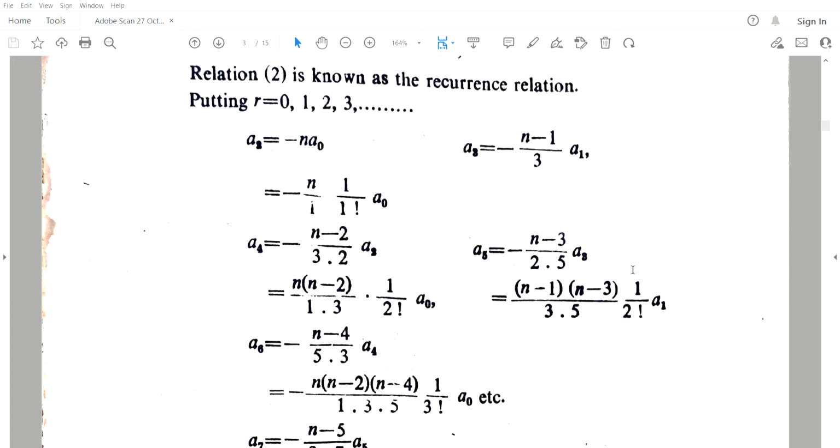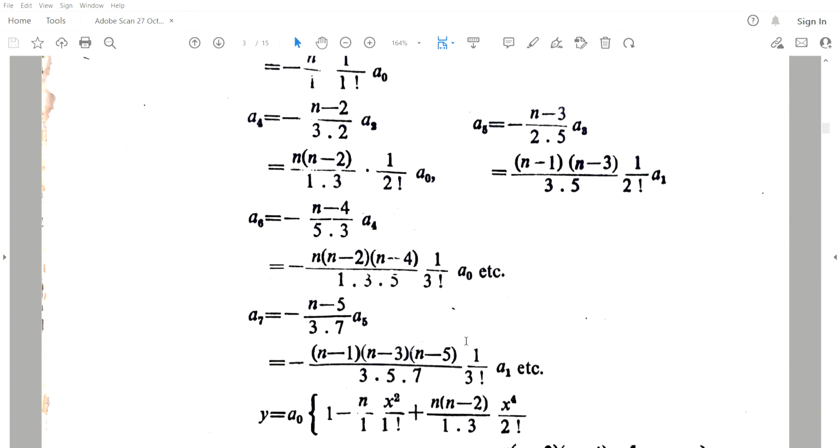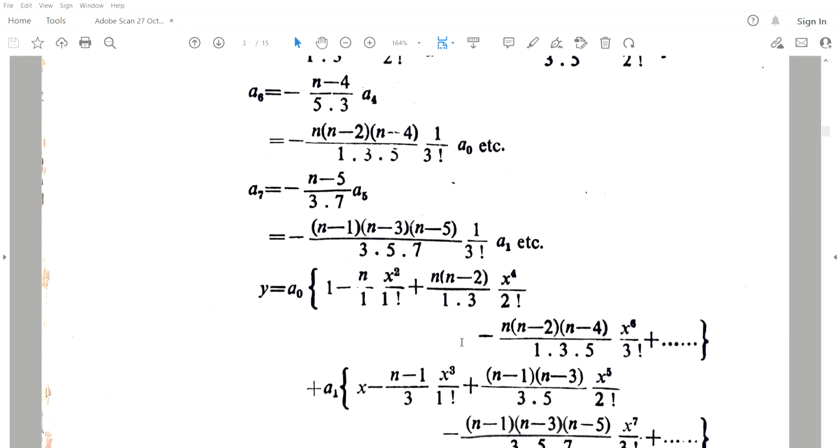Now put r is equal to 2, we get a4 in terms of a2. Again a2 is in terms of a0. If we put r is equal to 3, we get a5 in terms of a3, and a3 is in terms of a1. Therefore, all the coefficients will be either in terms of a0 or in terms of a1. Therefore, calculating this, we get the solution as y is equal to a0.